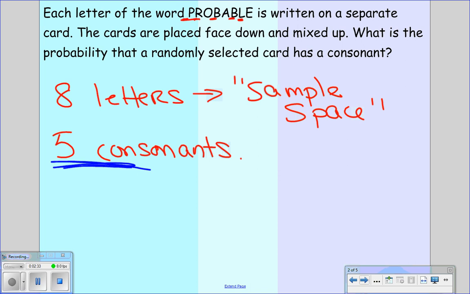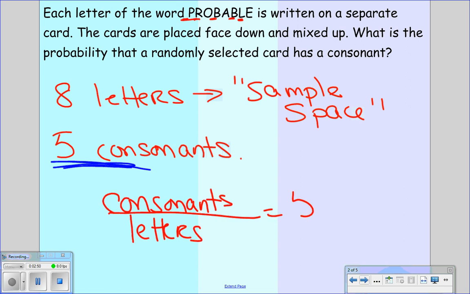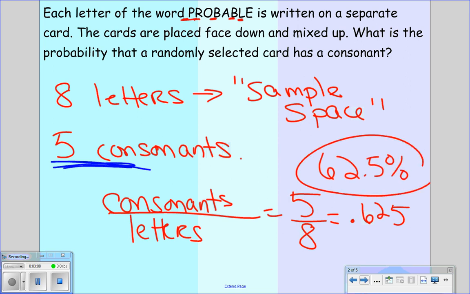Remember, theoretical probability deals with what we want out of how much we actually have. So I'm going to put consonants over total letters. We have 5 consonants over our sample space, so we've got a probability of 5 out of 8, which is 0.625, and written as a percentage, it is 62.5%. So that means there's a 5/8 chance, a 0.625 chance, or a 62.5% chance.